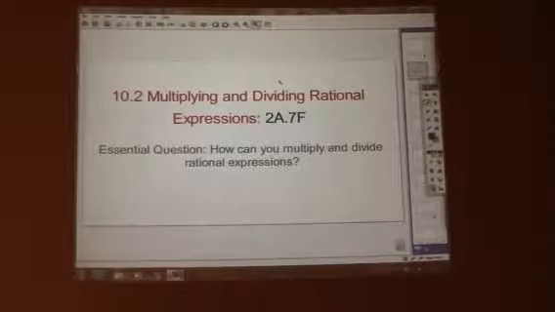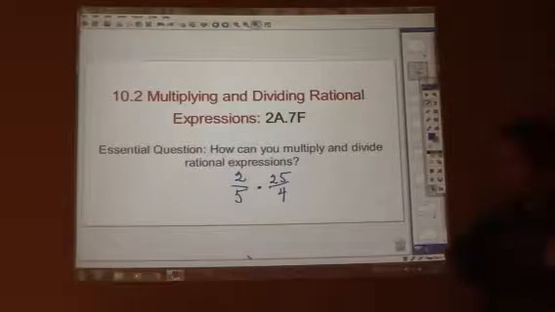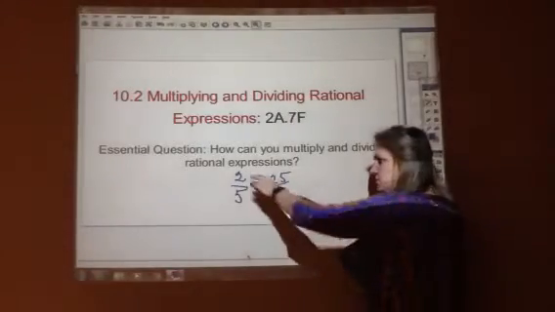All right, multiplying and dividing rational expressions. How can you multiply and divide rational expressions? If we took a regular fraction, let's say 2 over 5 times 25 over 4, and we multiplied those two fractions together, you would multiply straight across.